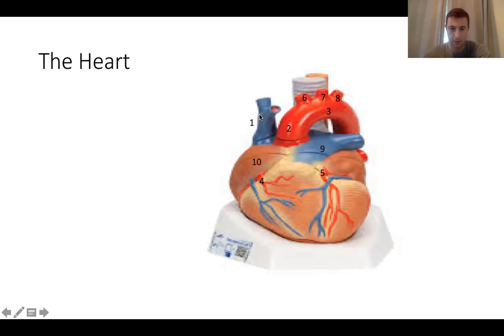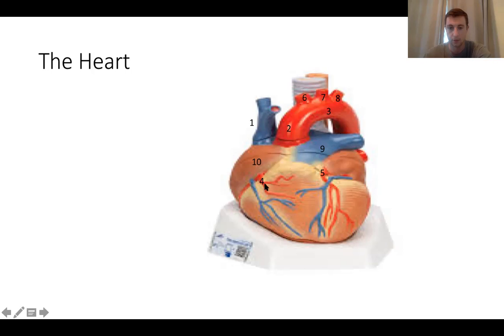This is the superior vena cava. Two is going to be the ascending aorta. Three is going to be the aortic arch. This whole artery here is the aorta. So it's the ascending aorta, the aortic arch, and then it goes around posteriorly of the heart, and it's going to be the descending aorta. This is going to be the brachiocephalic trunk right here. This 7 is going to be the left common carotid artery. 8 is going to be the left subclavian artery.